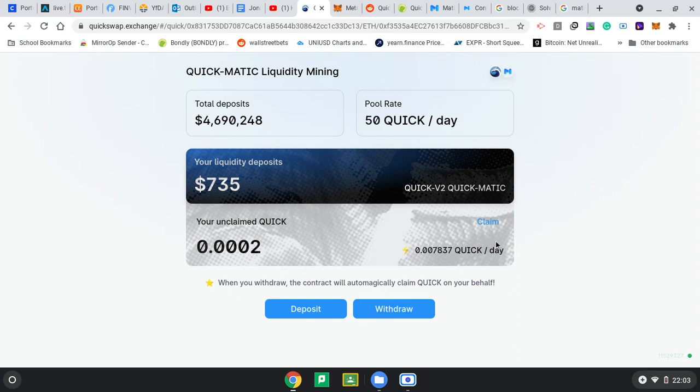And then later on, I could withdraw this that it's made. So it's making this per day, actually. So this must be my share of that. So I probably could do some maths and work out. So it's 50 quick a day for this whole total deposit for a whole 4 million. My share of that is this. So this is how much I can make a day. But the whole point of this is you're farming, you're getting APY, you're getting yield for free, especially in the best case scenario, my quick will be going up in value.